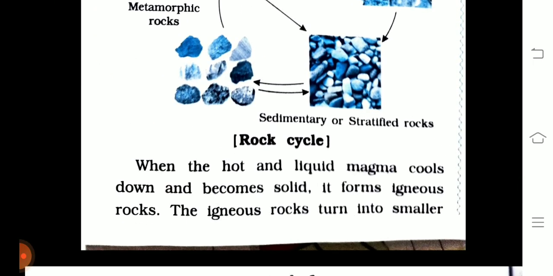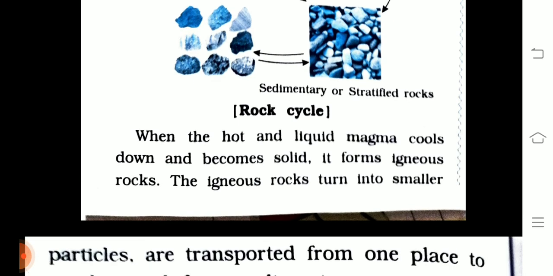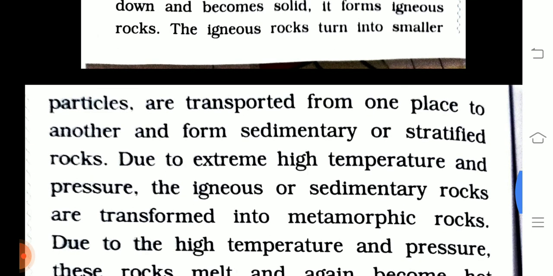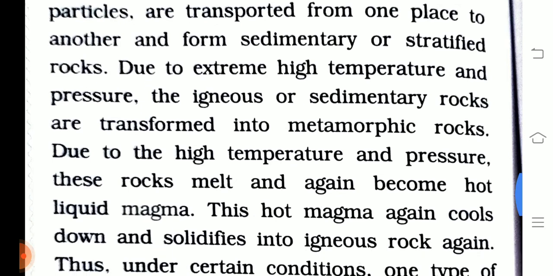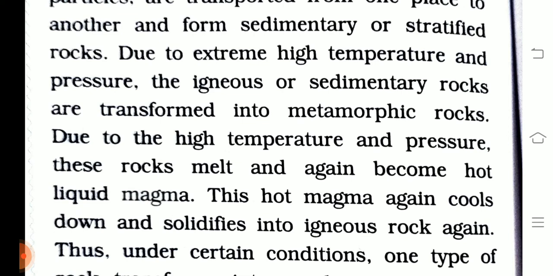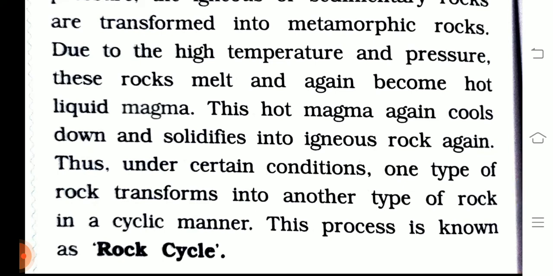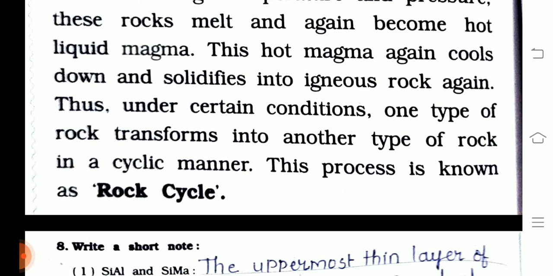Explain. When the hot and liquid magma cools down and becomes solid, it forms igneous rock. The igneous rock in turn breaks into smaller particles, which are transported from one place to another and form sedimentary or stratified rocks. Due to extremely high temperature and pressure, igneous or sedimentary rocks are transformed into metamorphic rocks. Due to the high temperature and pressure, these rocks melt and again become hot liquid magma. This hot magma again cools down and solidifies into igneous rock again. Thus, under certain conditions, one type of rock is transformed into another type of rock in a cyclic manner. This process is known as the rock cycle.